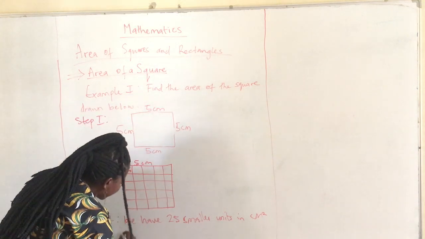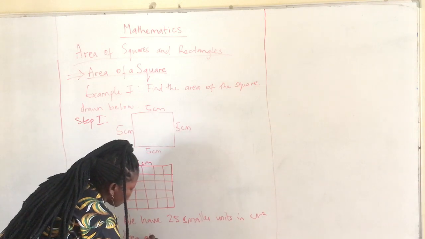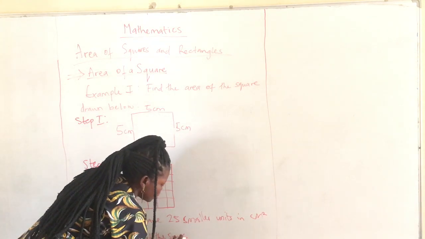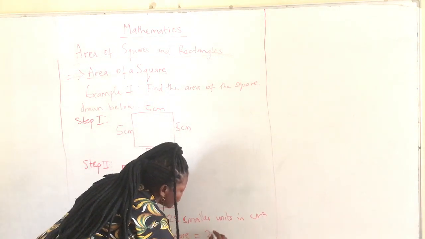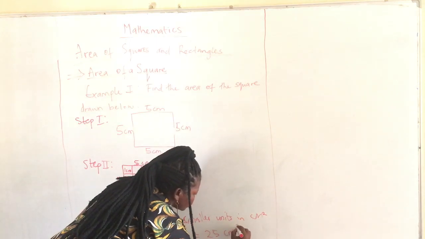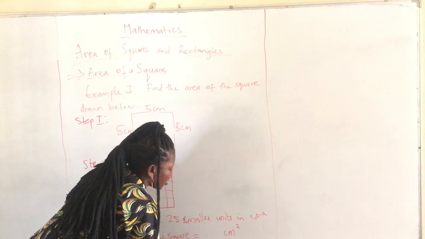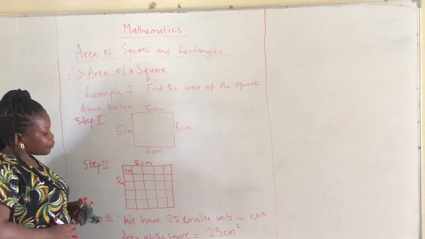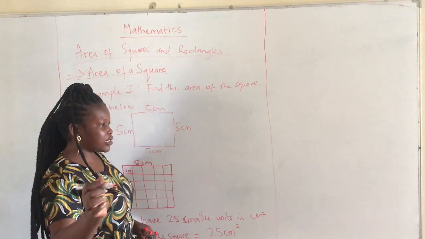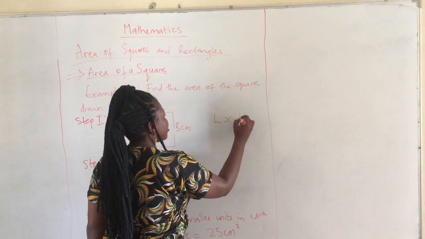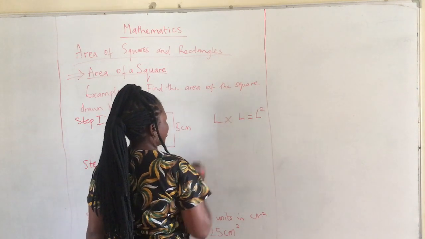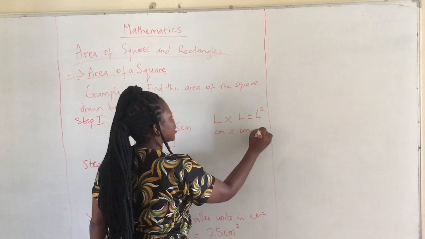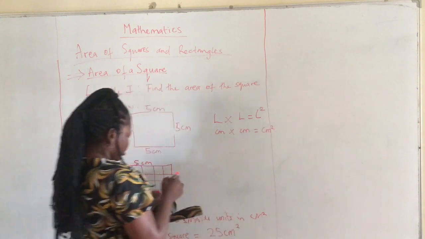So we can say the area of the square is equal to 25 centimeter square. Area is measured in centimeter square. Let's see this. We have L times L to be equal to L square. So each of these L has cm. So we have cm times cm, and it gives us cm square.